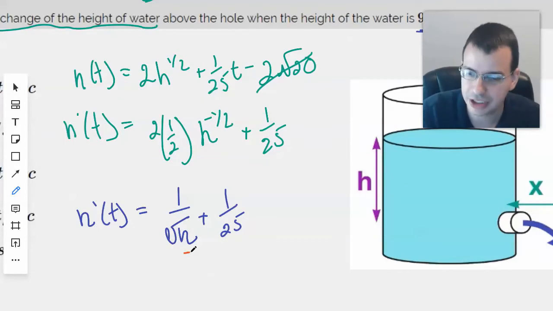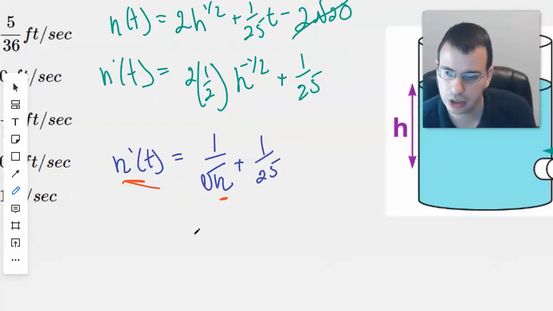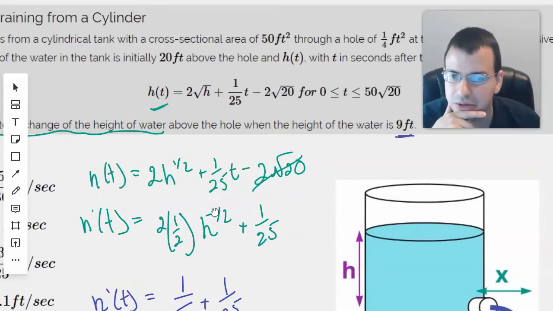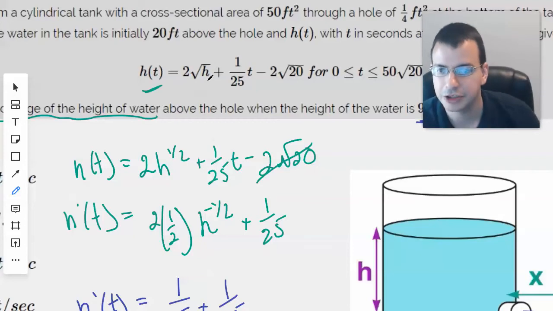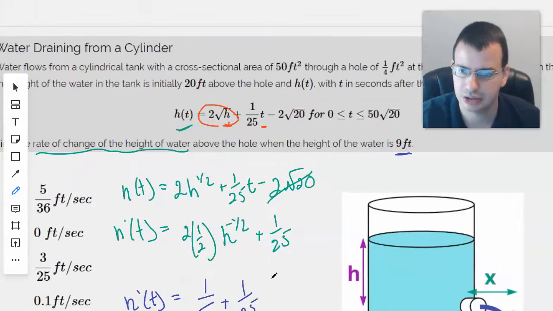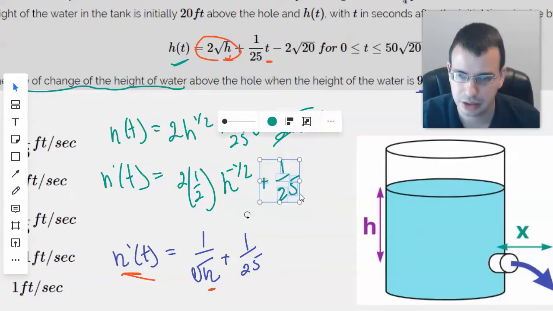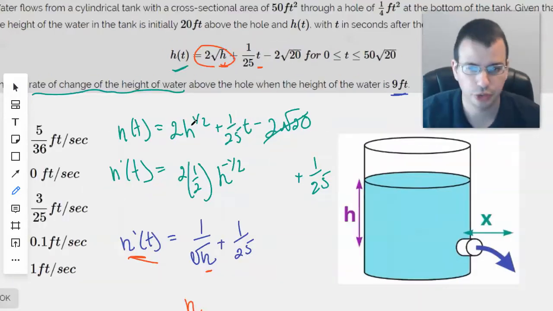So they said that this value equals 9. Find that value. Wait a second. Did we just get rid of t? Why is there no t? Did I miss something? I think I did. Here we have h, and here we have t, but I treated this h just as h. I don't think I should have done that. I should have used the chain rule here.